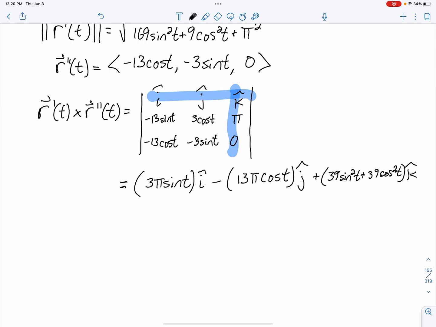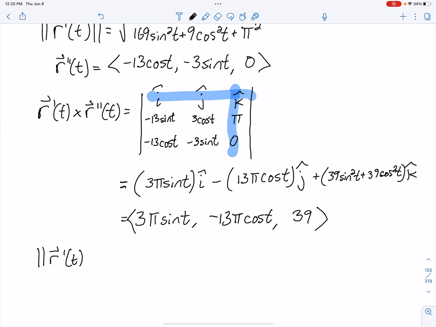So what this is going to get us is, let's throw these in angle brackets, 3 pi sine t, comma, negative 13 pi cosine t. And then this last thing, if I factor out that 39, then that goes to 1, and I get that. Okay, so now I also have to take the magnitude of this thing.